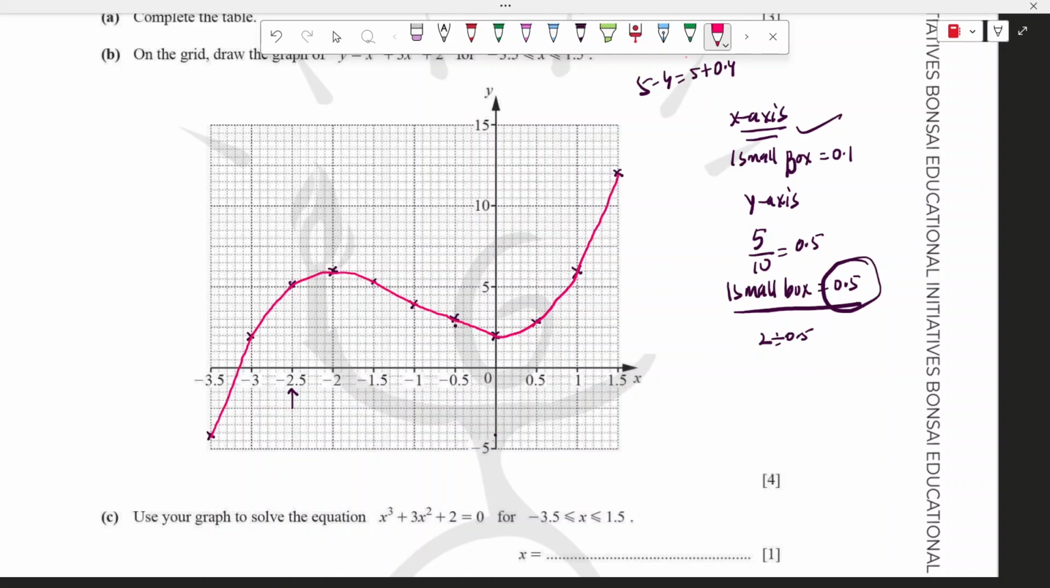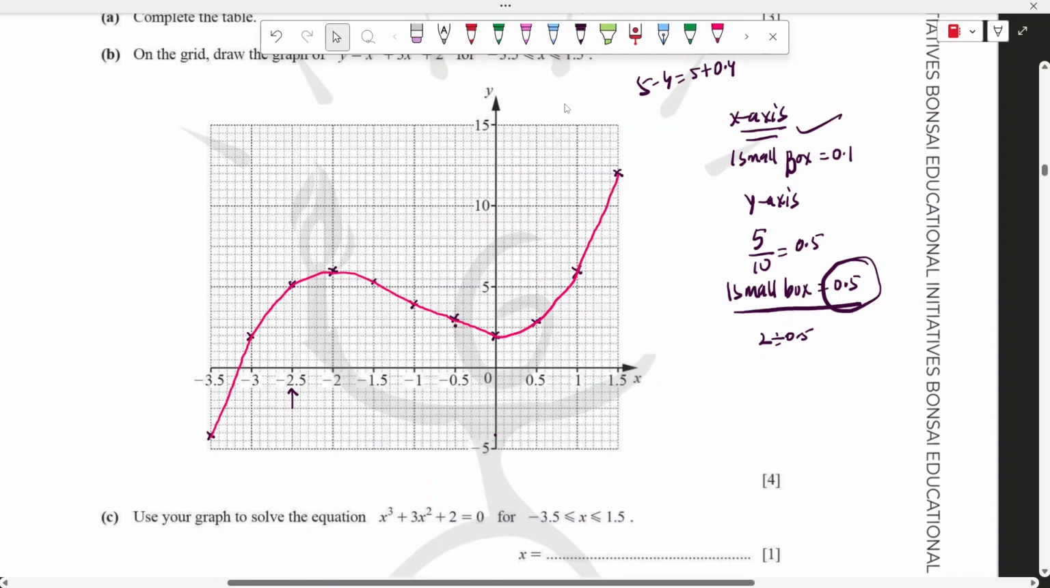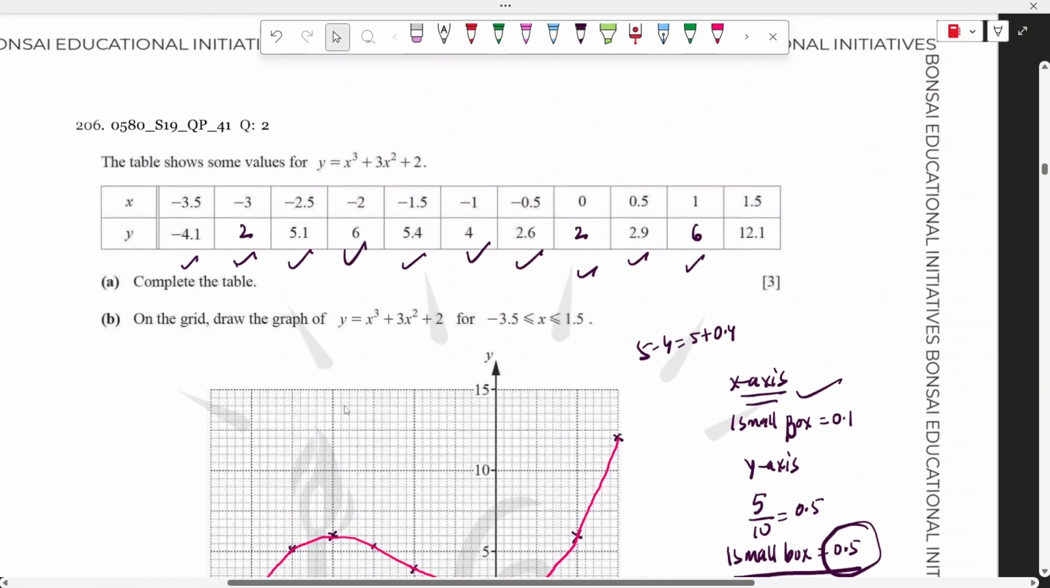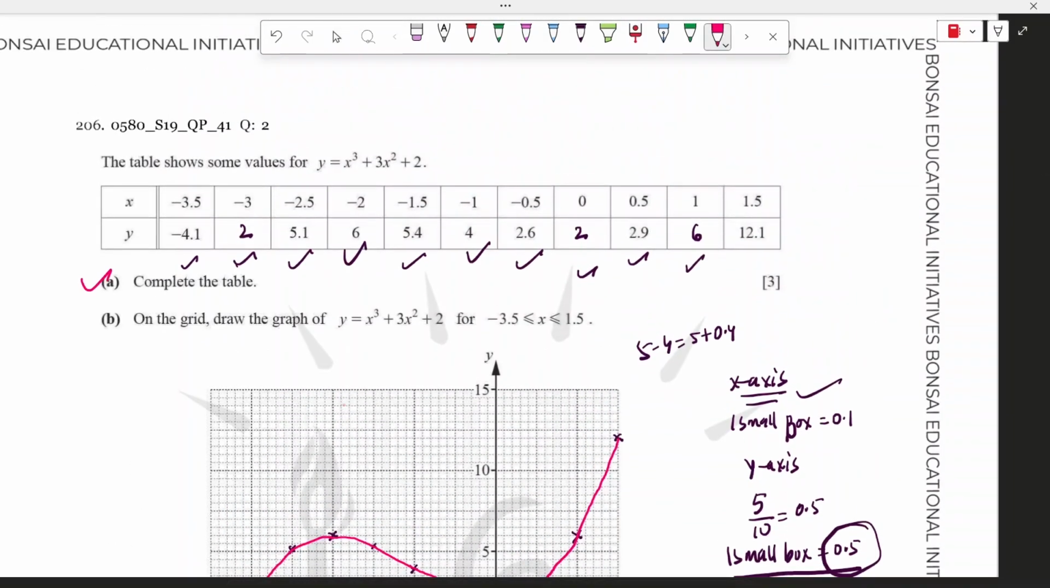Okay, fair enough. We have drawn the graph, and you need to take care very much of the scales. These are very important. Now we have drawn the graph, and we got 4 marks here. So hence this is 3, this is 4. We got 7 till now.